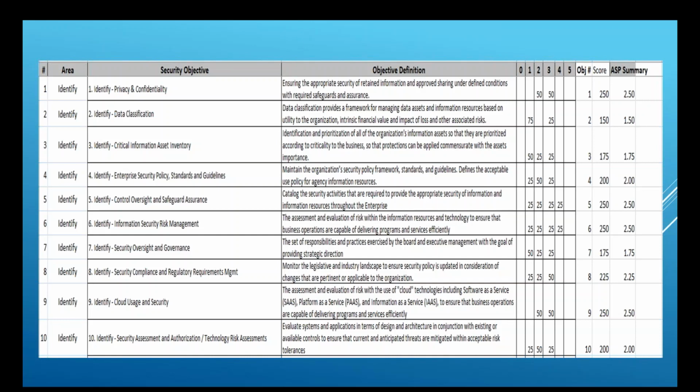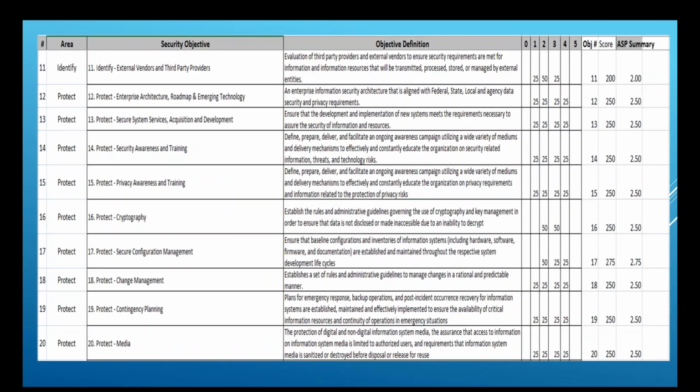So, when you begin to think about some of the things that revolve around an objective like this, they're typically there. We just may not have processes and documented procedures on what we're looking at. For security assessment and authorization, I scored in this example, level 1, 25%, level 2, 50%, and level 3, 25%.